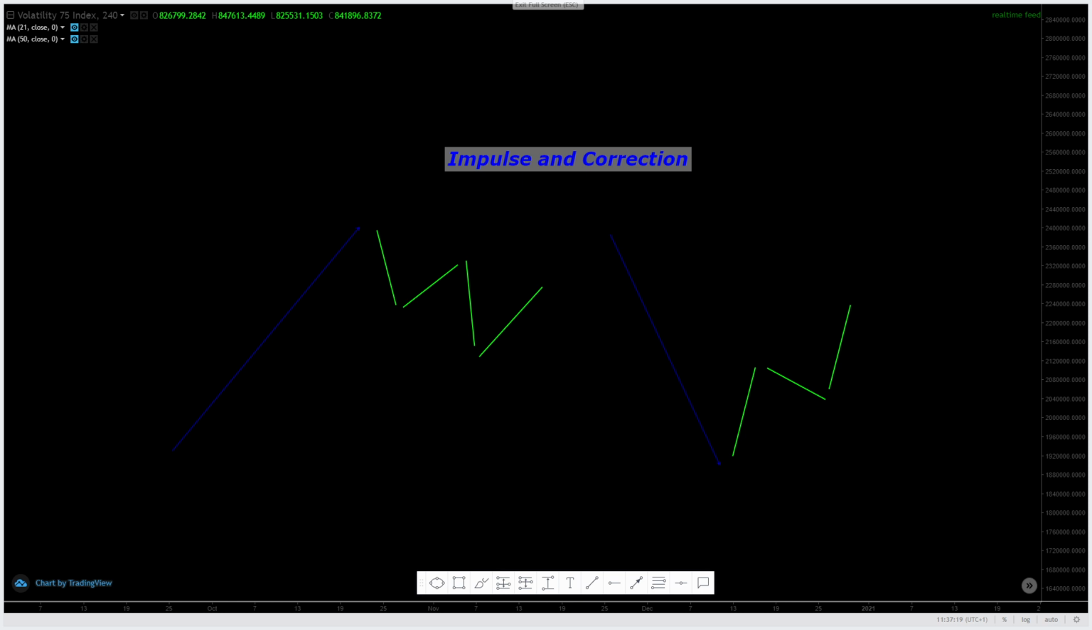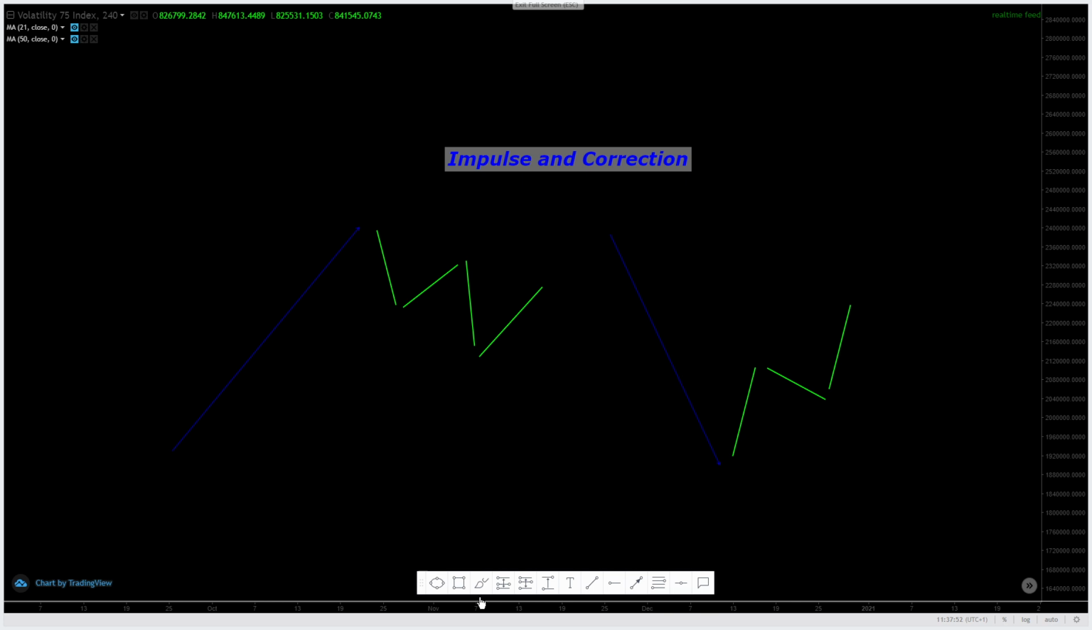So what is an impulse? An impulse is when the price moves really fast in a predictable direction. A correction is when the price is basically coming to correct our move. But what you guys can also notice of a correction is the price is basically moving slower in the opposite direction. So that is basically the simplest way I can explain what an impulse and a correction is.